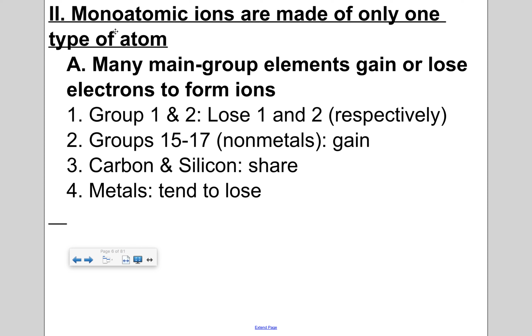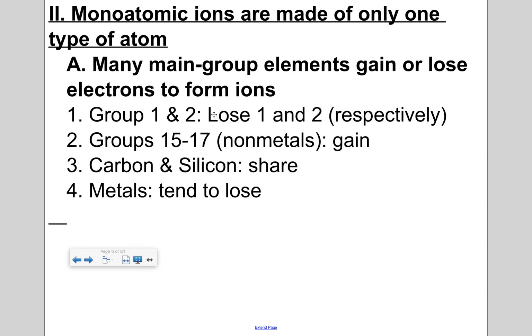There are two types of monoatomic ions. Sorry, I just got distracted by it. So monoatomic ions are when you only deal with one type of atom. Okay, so with our main group elements, which is groups 1 and 2, and then groups 13 through 18, okay, our S and our P block.